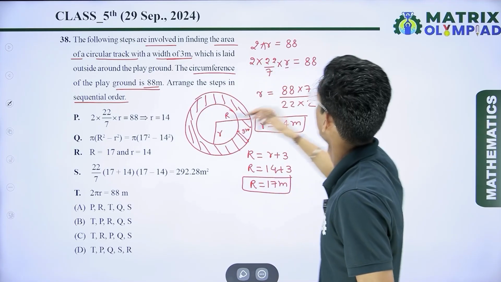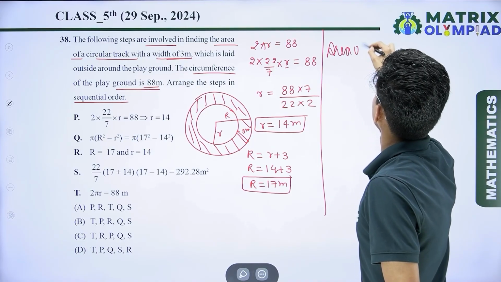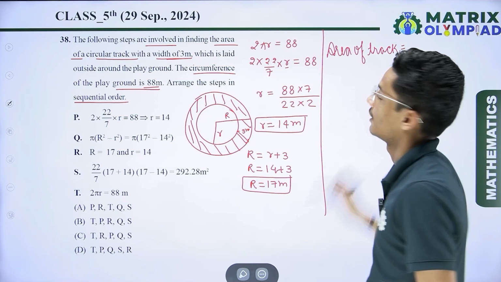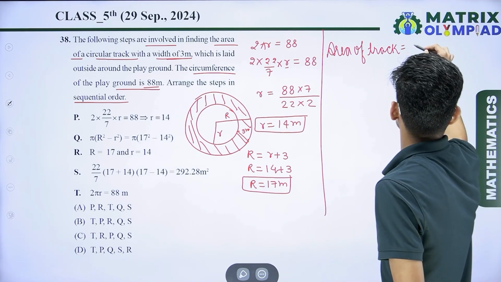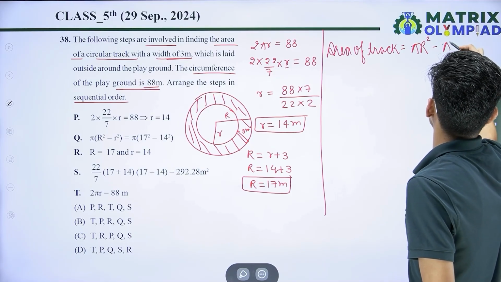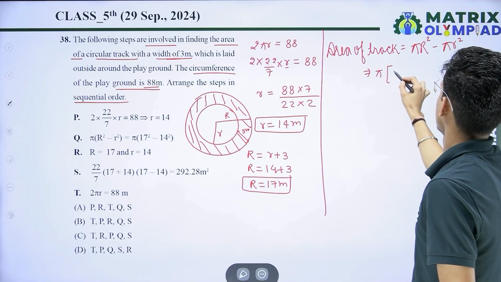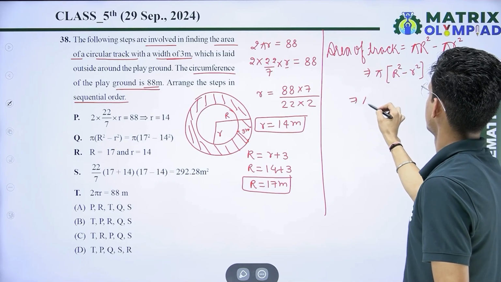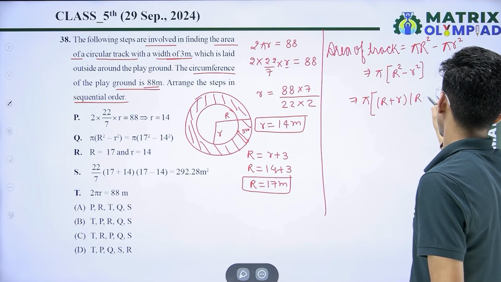So area of track, I can say that area of track is equal to area of outer circle minus area of inner circle. So area of outer circle, that is pi R square, minus area of inner circle, that is pi r square. So here I take pi common, so I can say that R square minus r square. Now using identity, I can say that R plus r, R minus r.